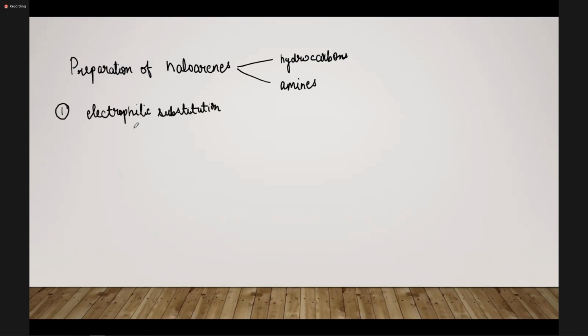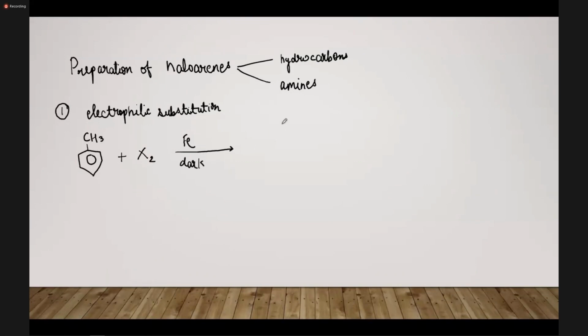This method requires the presence of Lewis acid catalysts like iron or iron chloride, that is Fe or FeCl3. This reaction has to be done in the dark, that is, no sunlight is used. So I am first writing down the reaction. Sorry, this is toluene. Then this is the halogen. This is iron, the Lewis acid that I just told you about, and it is done in the dark.